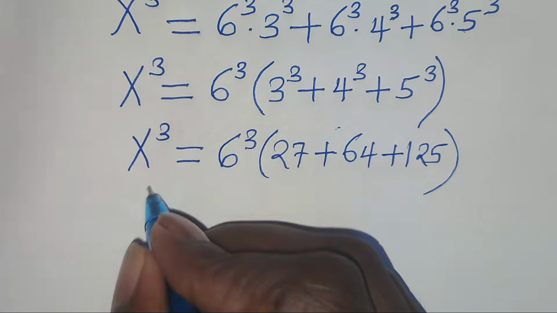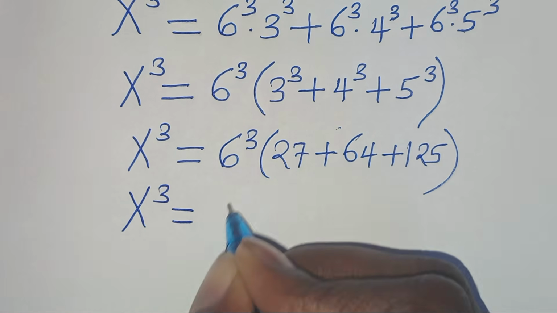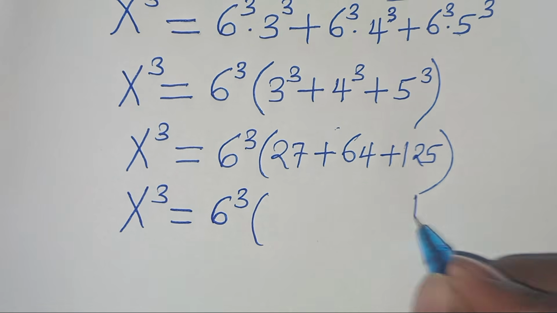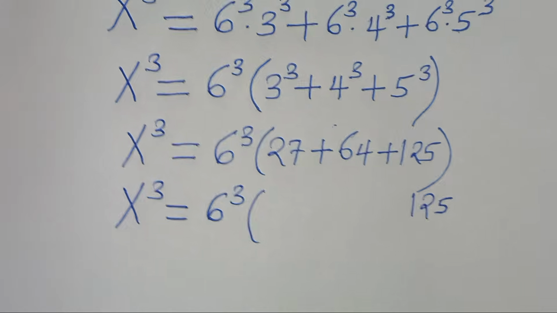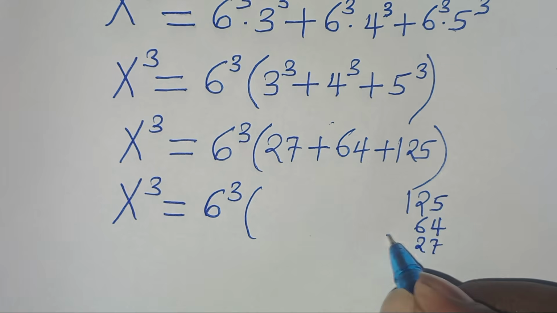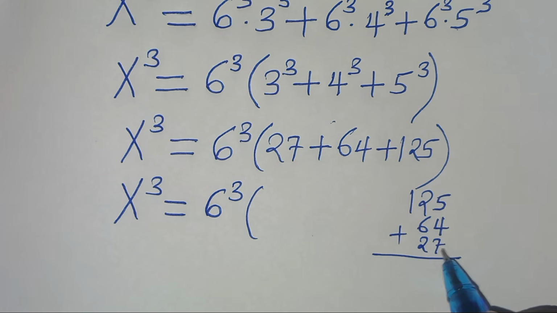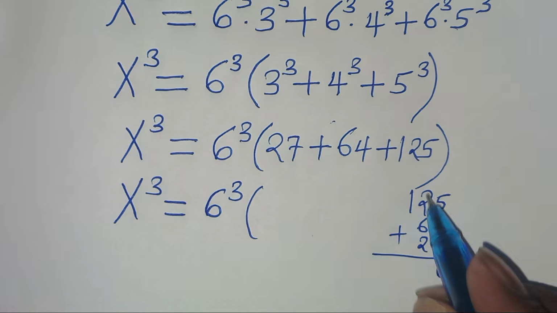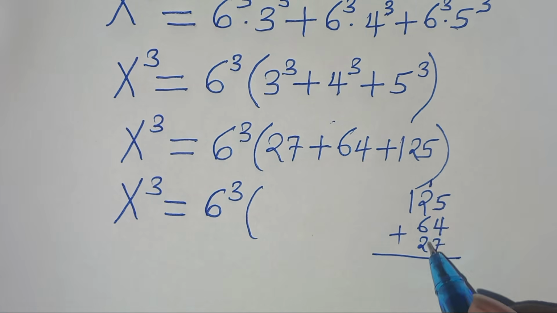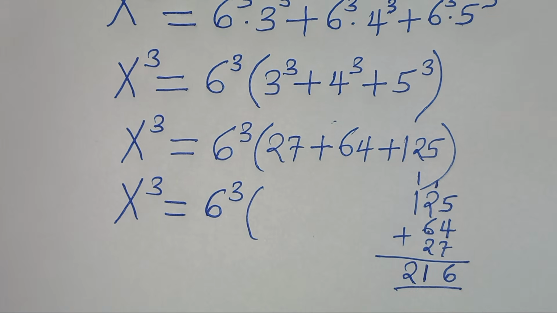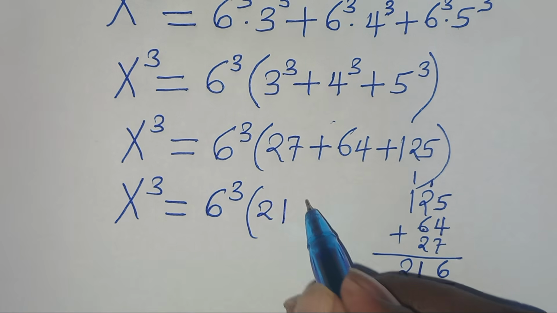So we have x to the power of 3 equal to 6 raised to the power of 3. Now, here we have 125. Let's sum this, plus 64 plus 27. So 7 plus 4 is 11, plus 5 is 16, 6 carry 1. So 2 plus 1 is 3, plus 6 is 9, plus 2 is 11, then 2, so 216. So this is 6 to the power of 3 times 216.